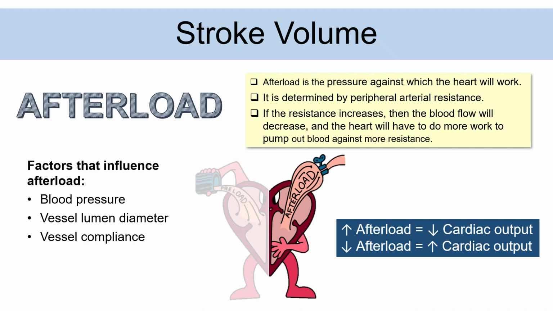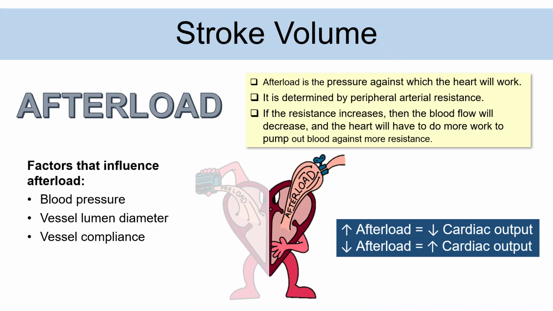So afterload is going to be the pressure against which the heart will work. So what does that mean? Once the blood is in the ventricles, they are going to squeeze, and one side is going to send blood to the lungs and the other side is going to send blood out through the aorta into the rest of the body. But what happens if your aorta or your arteries are narrowed? That blood is going to have a harder time getting through versus a person who doesn't have any narrowed arteries.